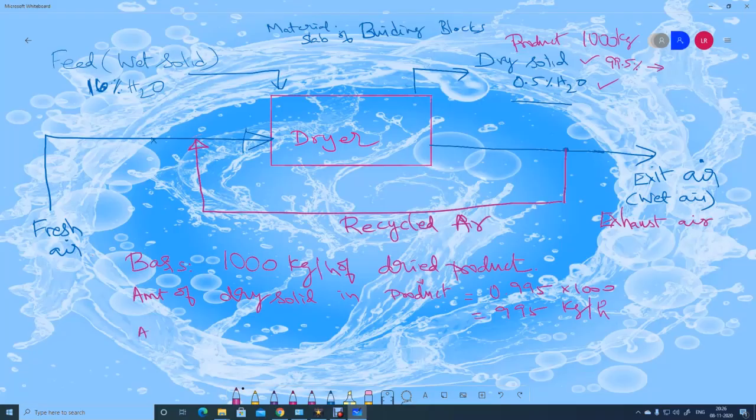So similarly, the amount of moisture present in the product is equal to 0.005, or you can say total dried product minus dry solids present in it, which is 995 kg. So what you get is this much kg per hour of moisture is present in the product. That value is just 5 kg per hour. Okay, so this is the amount of water that is present in the product.